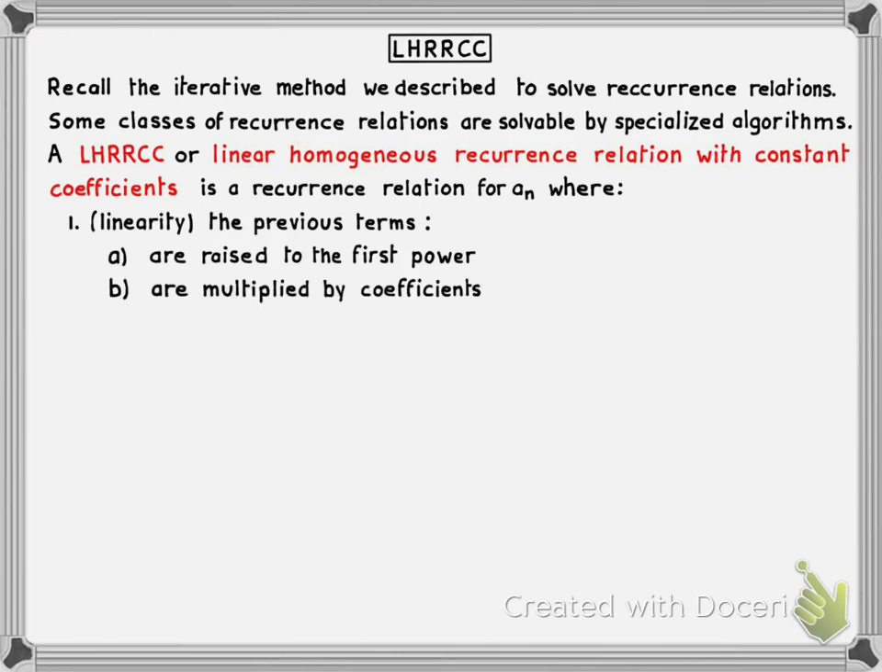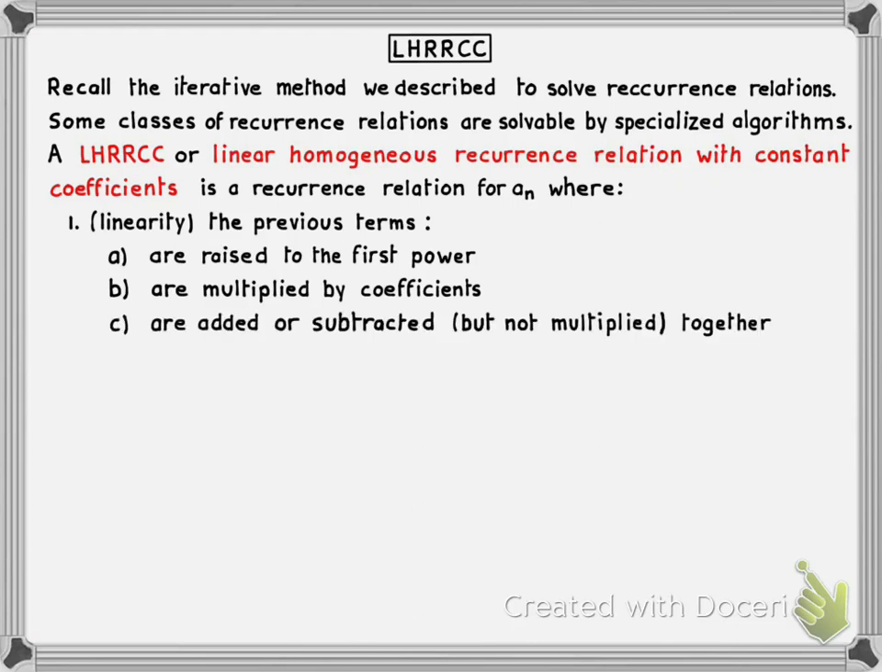Second, the previous terms are multiplied by coefficients. These terms can be added or subtracted to each other, but they cannot be multiplied together. And finally, these previous terms cannot have any functions applied to them. They are just added or subtracted directly. You can't run them through a function. So, this is the definition of a linear recurrence relation.